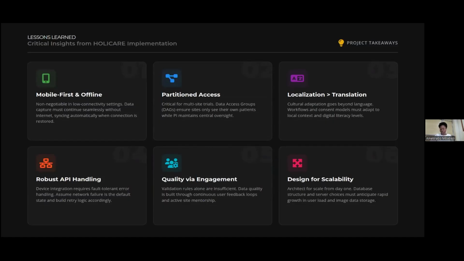Then we design for scalability, because these trials or these systems will be implemented in settings where we've seen adoption of AI tools. So it's important for us to have in mind that you could have more users than you currently anticipate, and we should be able to scale as the user base grows.